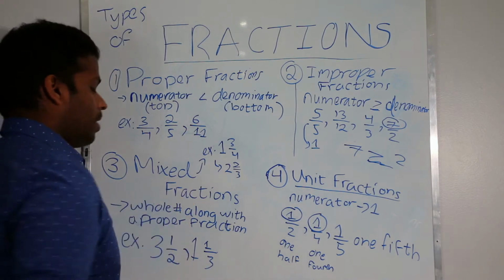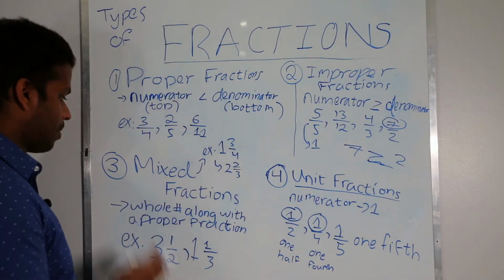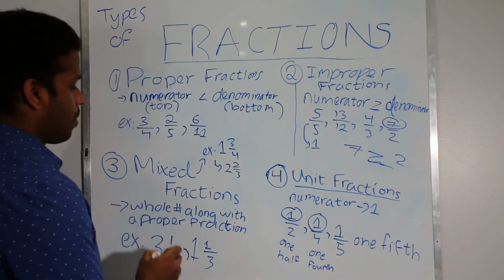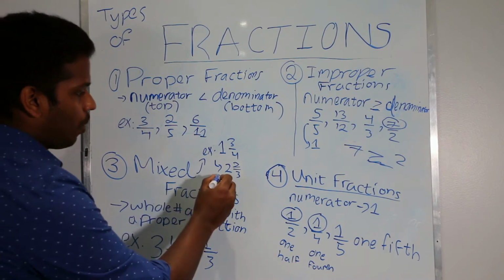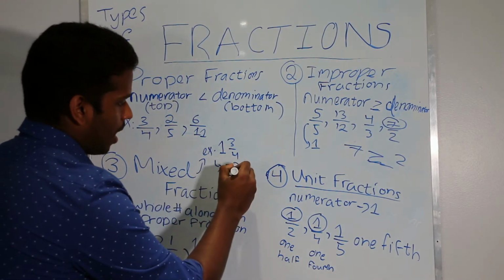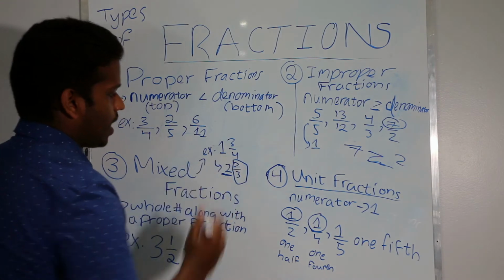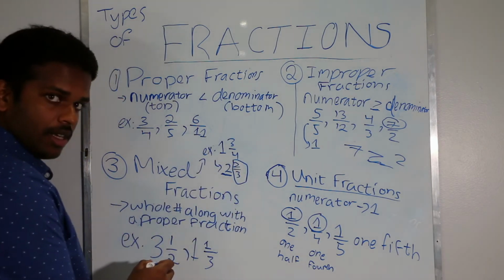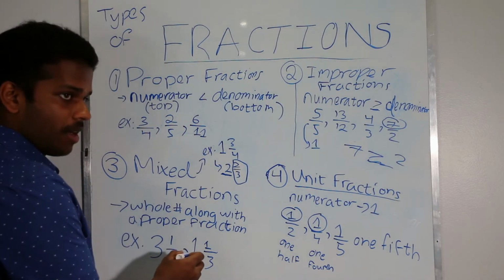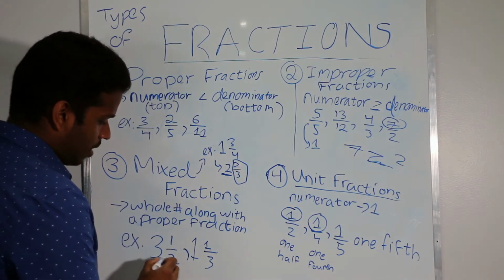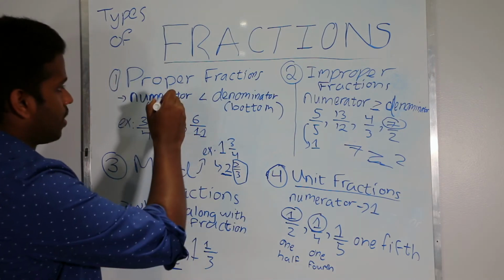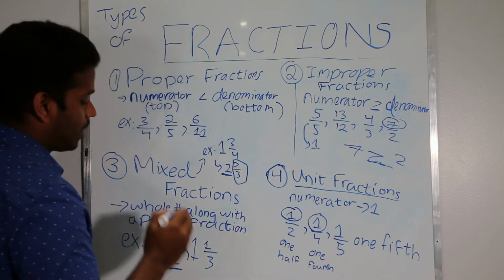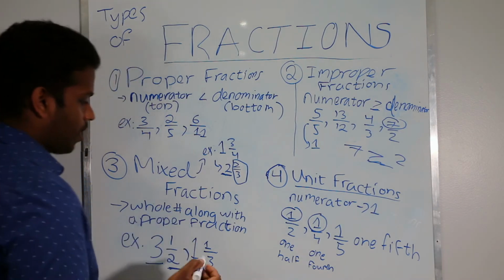And then third, we have mixed fractions. Mixed fractions are basically a whole number along with a proper fraction. There will be a whole number at the beginning and then a proper fraction beside it. For example, 3 and 1/2, then 1 and 1/3. See how I have a whole number here, and then a proper fraction where the numerator is less than the denominator. That's basically it.